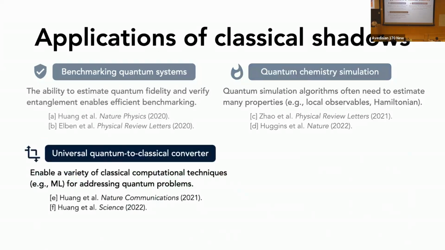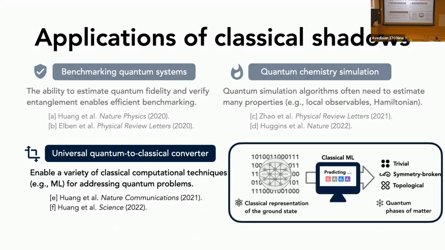But in general, one can think of classical shadow as a universal quantum to classical converter, because when you have some quantum state, we can always do this procedure that we talked about to create some classical representation of this quantum state. And then by looking at that classical representation, one can apply tons of different classical computational techniques, such as using machine learning algorithms to address quantum problems.